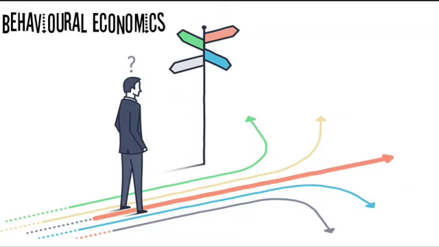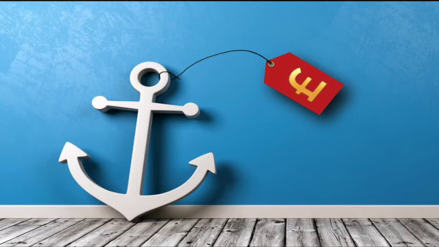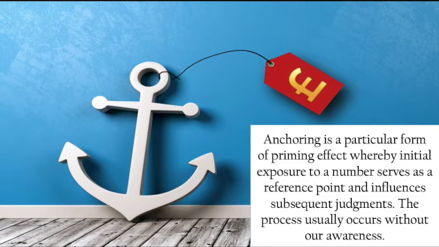So this video is based on the Behavioural Economics series, which is on the YouTube channel, and we are going to be looking at anchoring. So what is anchoring? Anchoring is a particular form of priming effect whereby initial exposure to a number serves as a reference point and influences subsequent judgments. The process usually escapes our awareness, so in other words, it happens subconsciously.